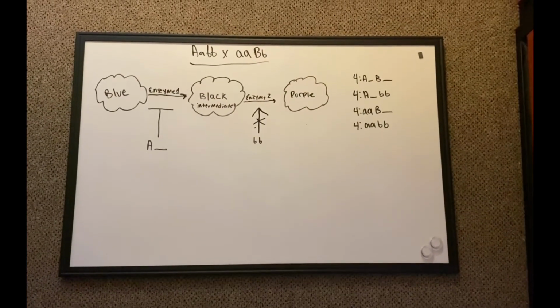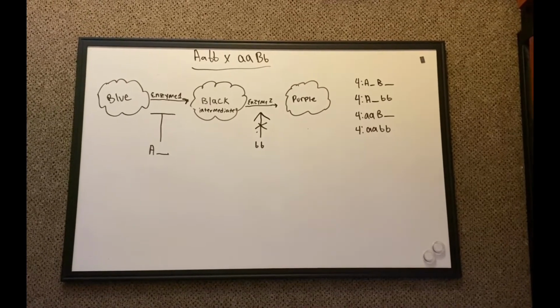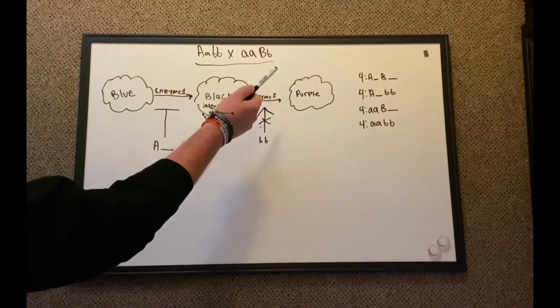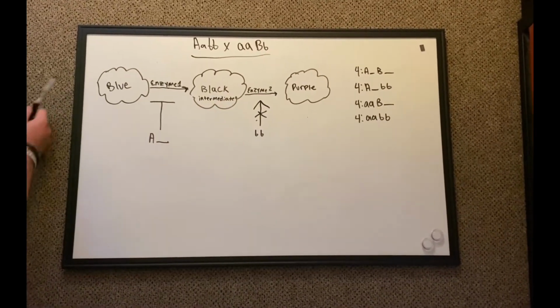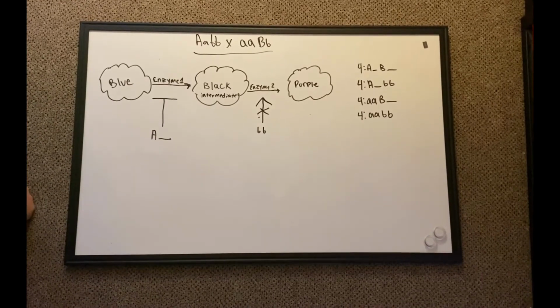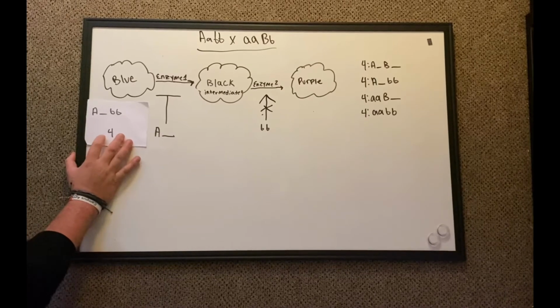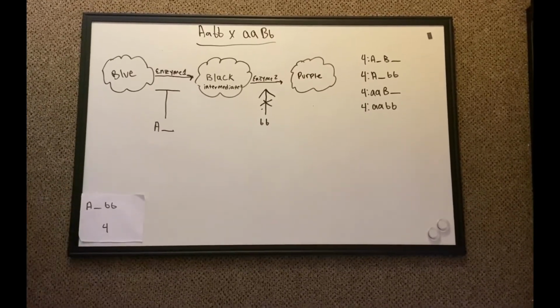Next, we're going to be looking at a cross of big A, little b by little a, big B, little b. And that gives us a genotypic ratio of 4 to 4 to 4 to 4. And we're going to be looking at the same exact epistasis pathway. First, we're going to have our genotype ratio of big A something, little b. That gets stopped by the big A inhibitor, which makes it blue.